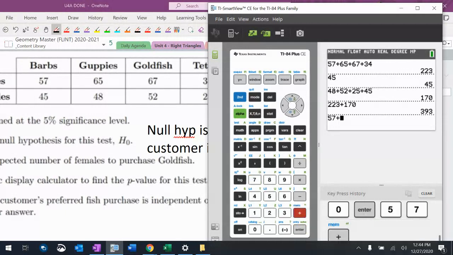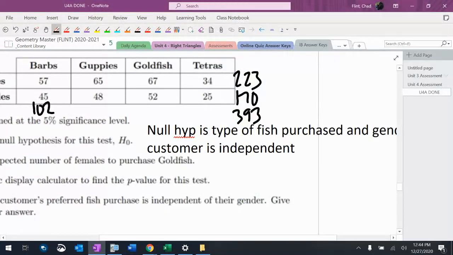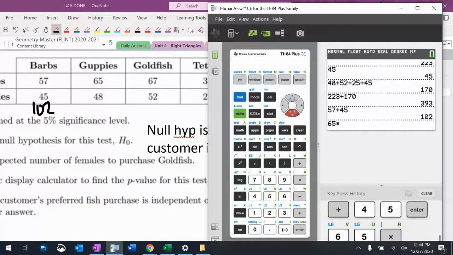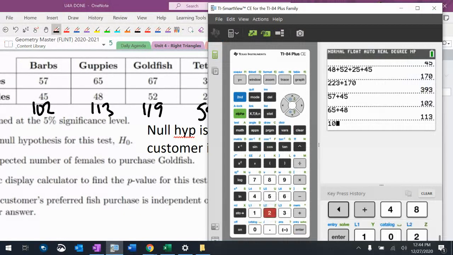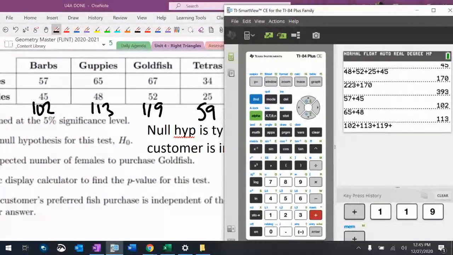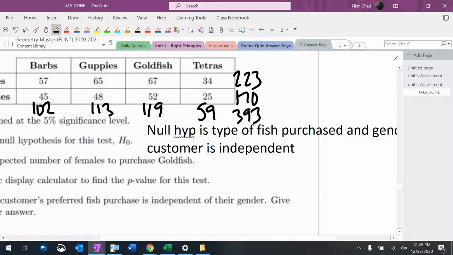Okay, so let's do the columns here. So 57 plus 45 is 102. And then 65 plus 48, 113, 67 plus 52 is 119, and 34 plus 25 is 59. Let's add those up and make sure it's 393. So 102 plus 113 plus 119 plus 59, 393. Okay, so I should be good then.